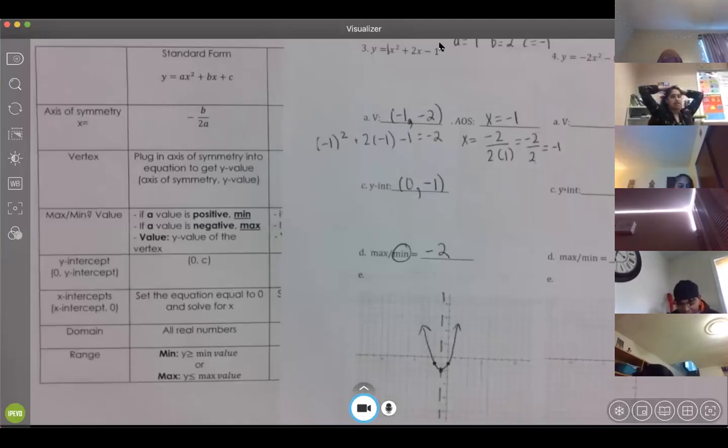Okie dokie. I'm going to put you into groups of 2 to 3 to work on number 4, which is -2x squared minus 8x plus 1. I want you to find all parts A through E together with your group, and then I'll call on a group to share their answers out loud.